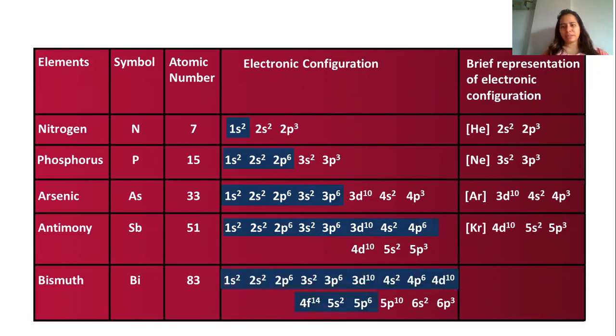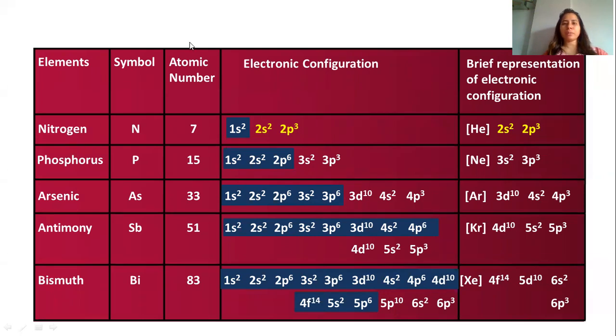For the last element, after helium, neon, argon, krypton, we have xenon. We have 4f14, 5d10 and 6s2 6p3. So there's some mistake. They have directly covered this, but this will also come. And therefore you have 5d10, 6s2 6p3. This was again a mistake over here. So just ignore this. We'll go by this one.